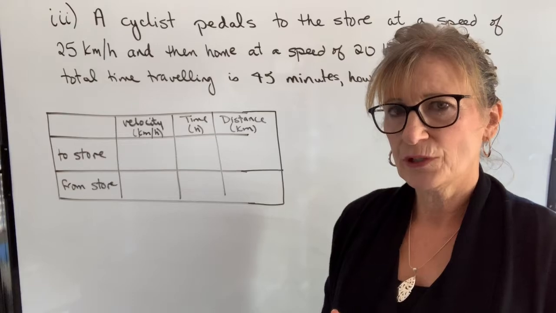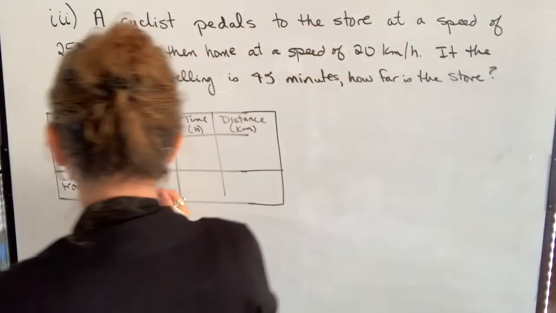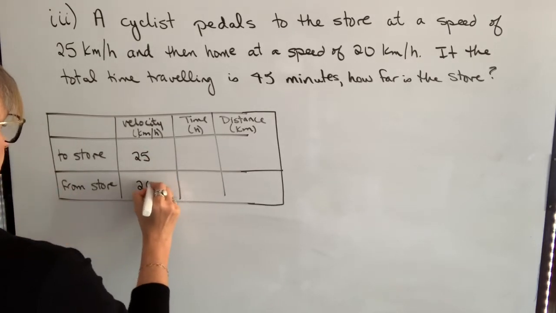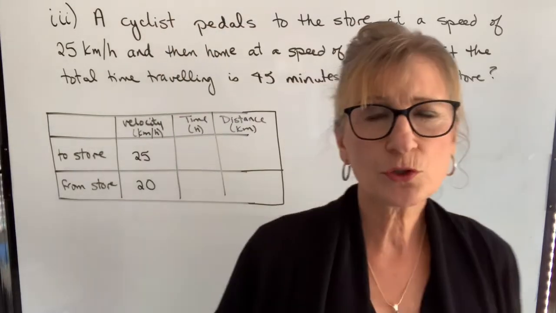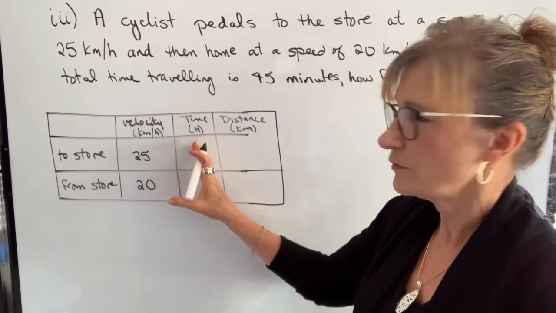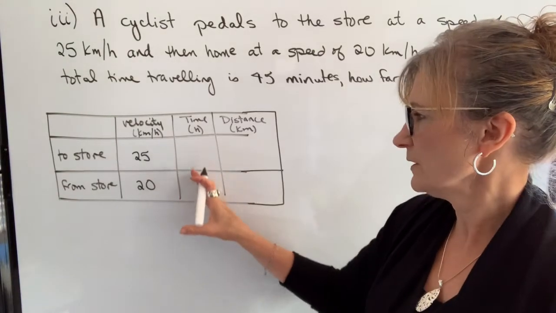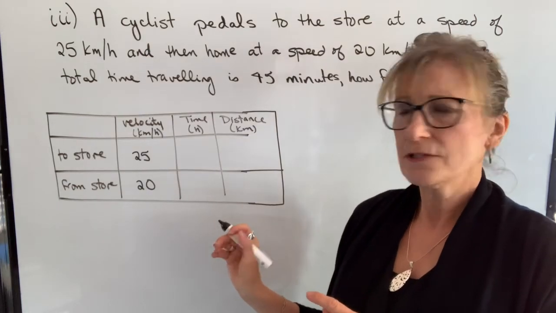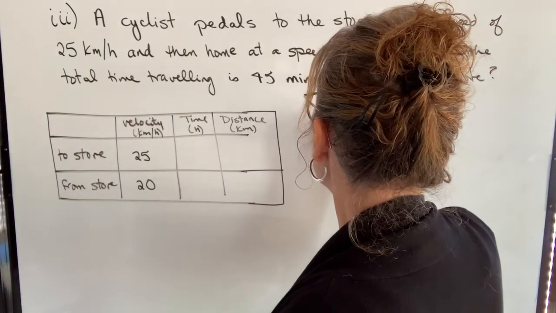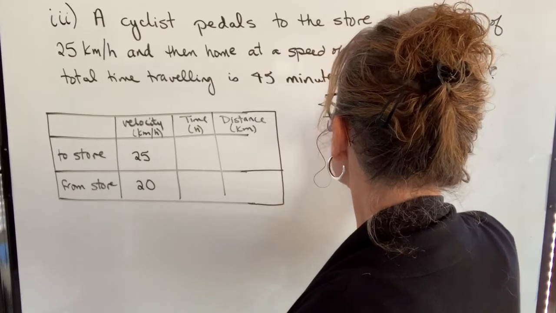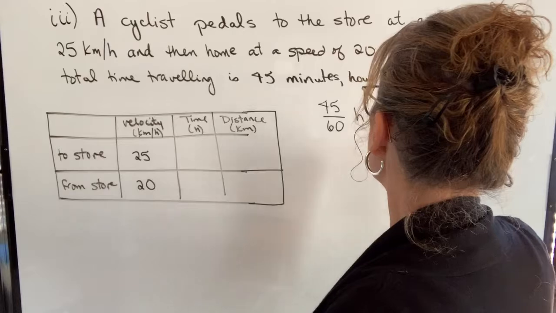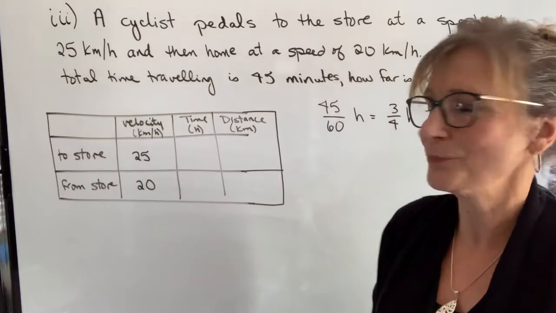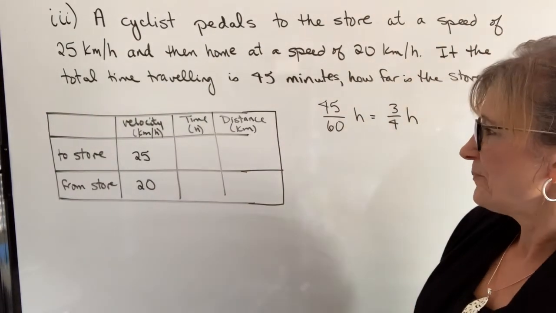So again, we're going to start by putting in what we know. We know the speeds. So going to the store, it's 25, and coming home or from the store, it's 20. We know the total time traveling, but it's not the time to the store or the time from the store. So you can't put that 45 minutes in there. We also need to change 45 minutes to hours. So 45 minutes will be 45 over 60 hours, which is 3/4 of an hour, or 0.75. I'm going to leave it as a fraction, and you're going to see why when I set up my equation. So that's our total time.